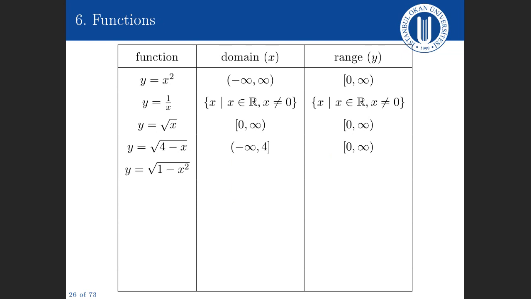y is the square root of 1 minus x squared. x must be between minus 1 and 1. If x is 2, say, then we're doing the square root of a negative number, which we don't want to do.